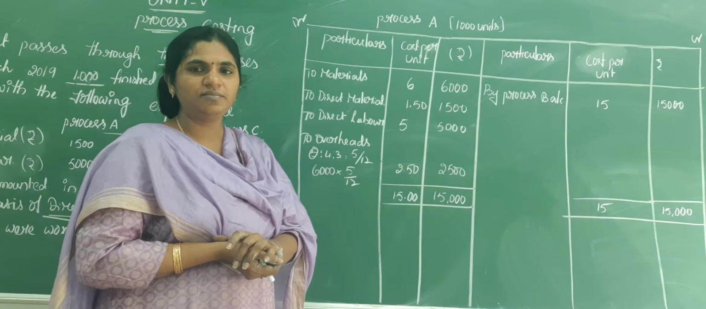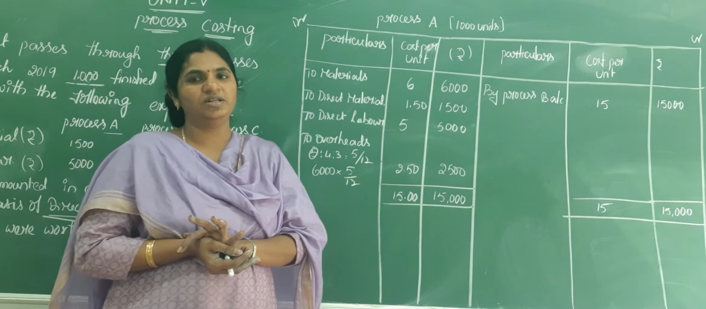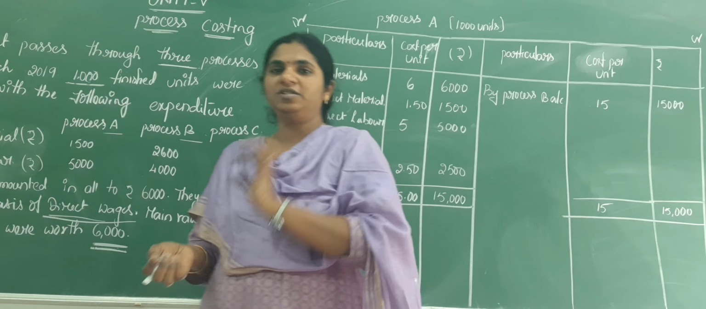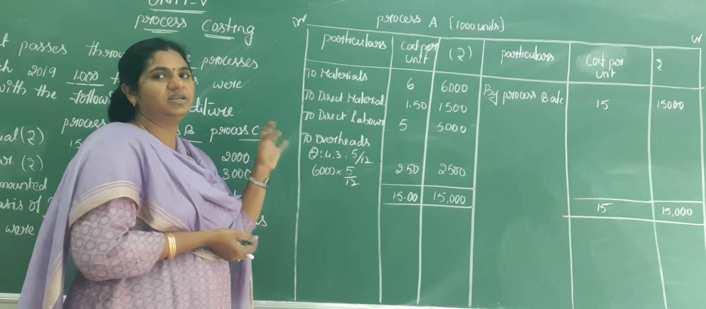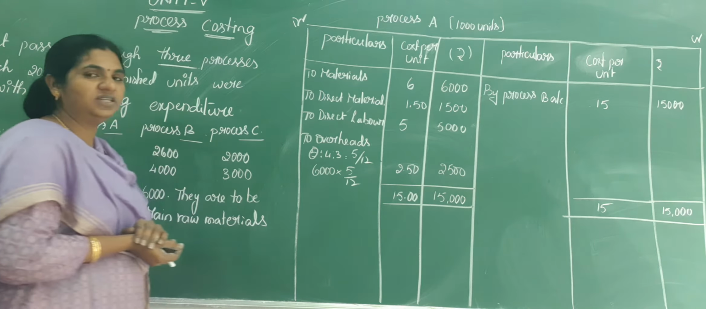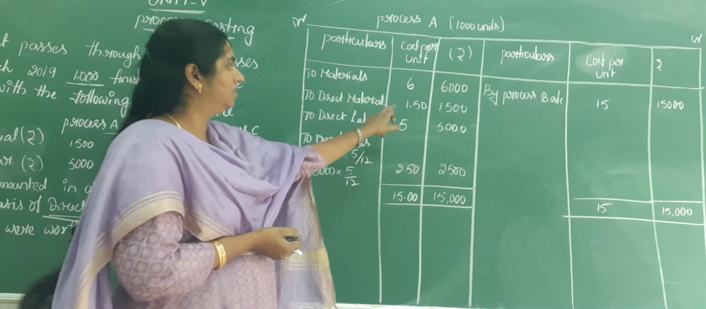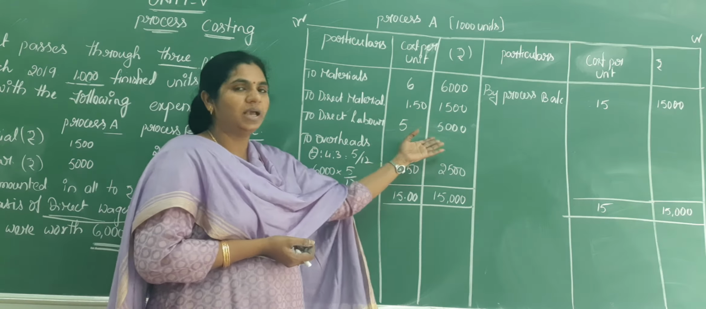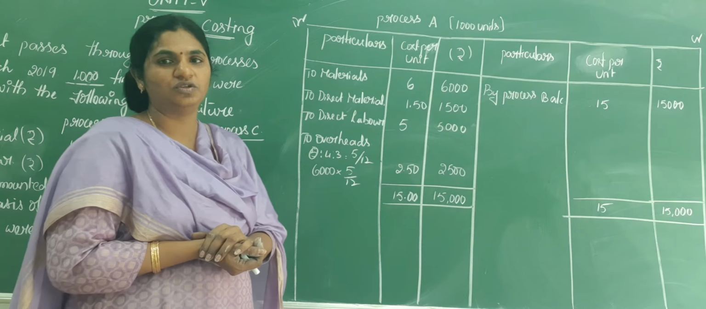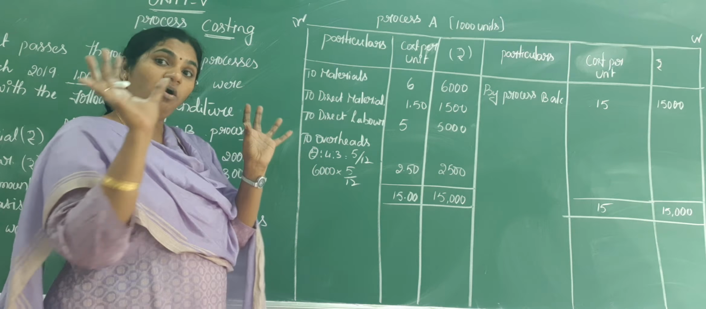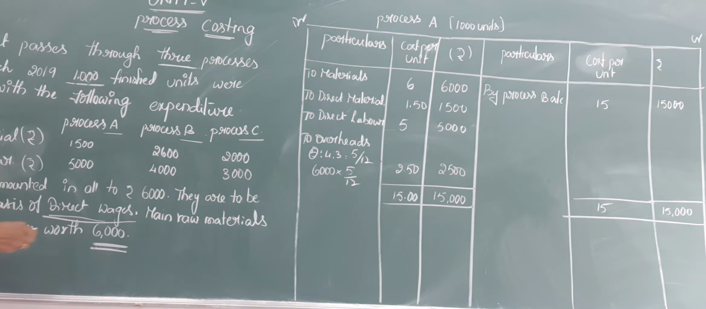Very good. We have calculated raw material for process A, which is given as 6000, and the per unit cost is 6 rupees. Direct material for process A is 1500, and per unit cost is 1 rupee 50 paise. Direct labor is given as 5000, and per unit cost is 5 rupees. Then we are given an overhead. Overall overheads for all these three processes is 6000.